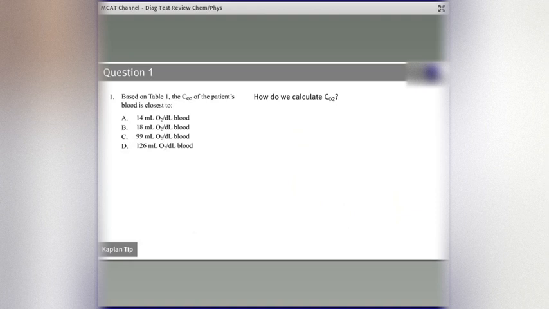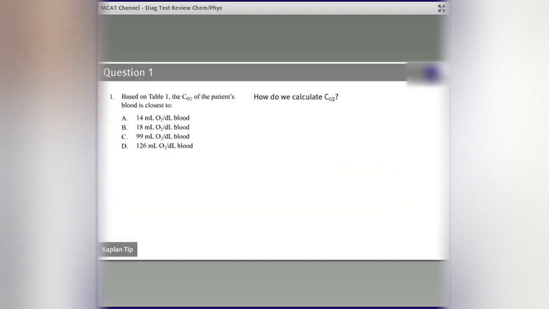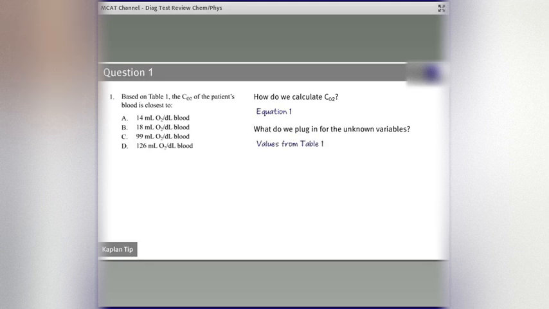Question number 1 is asking for the oxygen content of the patient's blood. Well, isn't that what equation 1 is? It's the oxygen content equation. And it's asking for things like hemoglobin levels and SO2 levels that are given from the table. So we've actually got a plan right here: we can use equation 1 and plug some numbers in. So what do we plug in? Values from the table. This is straightforward so far until we start to really mess with this equation.